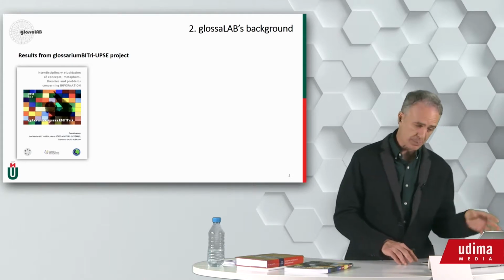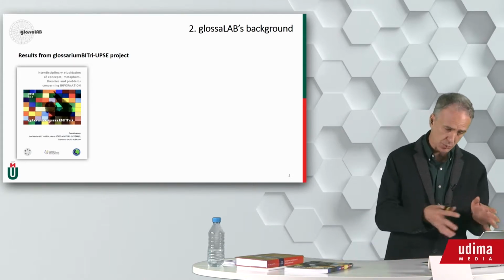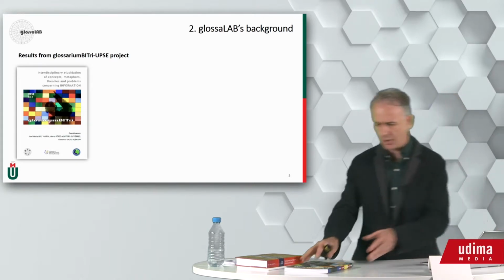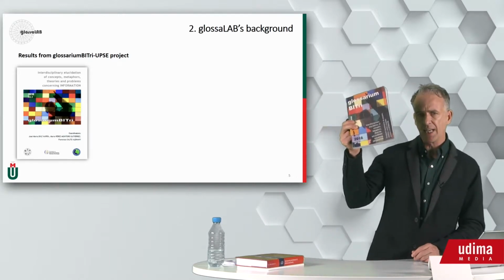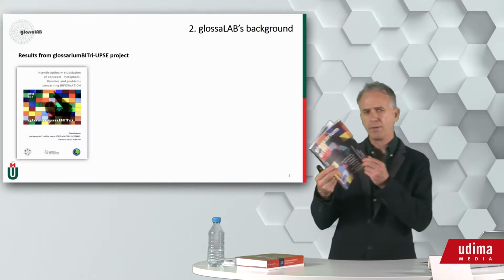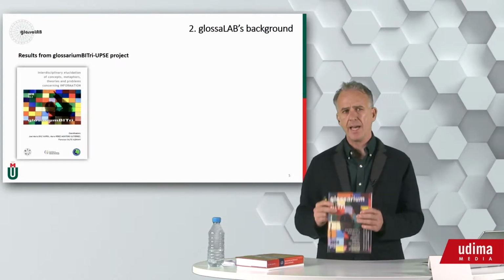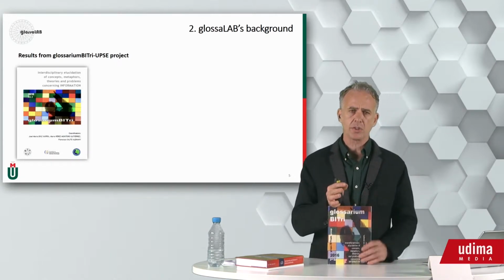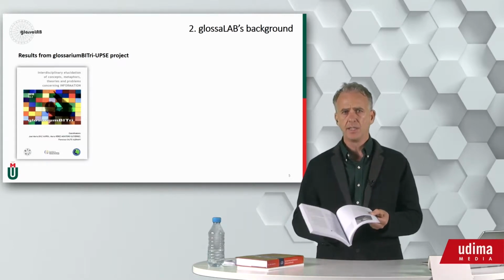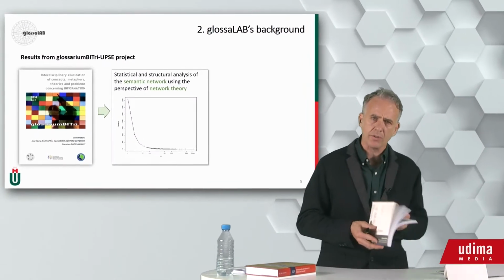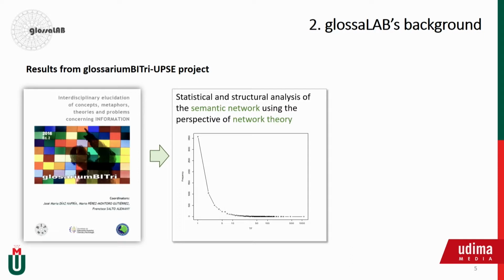Within this project, the last one that I mentioned, the Glossarium Vitri UPSE project in Santa Elena, we took the contents of this book, the last edition of the Glossarium Vitri. We have 2 book editions besides the online edition, and this book was edited and published in Ecuador in 2016. The Glossarium Vitri is an interdisciplinary glossary in which people from different domains of science contribute, and in some cases more practical ones.